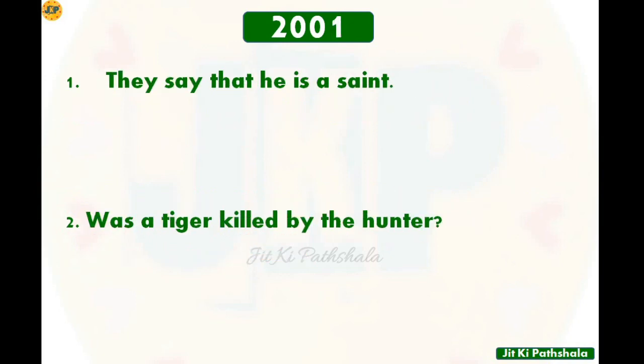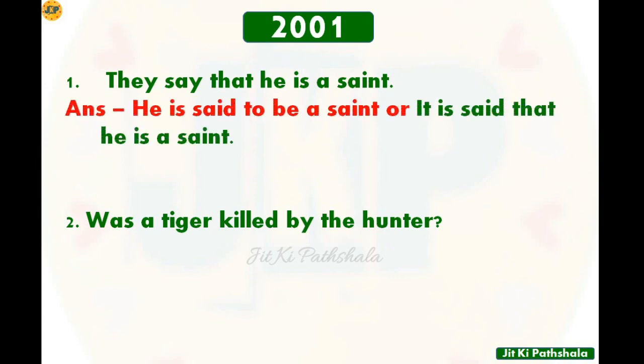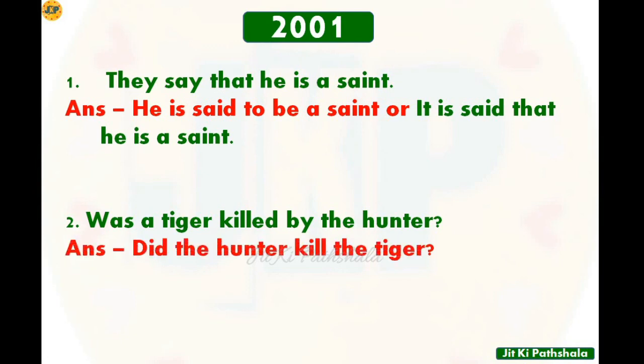Questions from 2001. Number 1, they say that he is a saint, and the answer will be he is said to be a saint, or you can also write it is said that he is a saint. Number 2, was a tiger killed by the hunter? So this sentence is an interrogative sentence and it is in past indefinite form. So the answer will be, did the hunter kill the tiger?